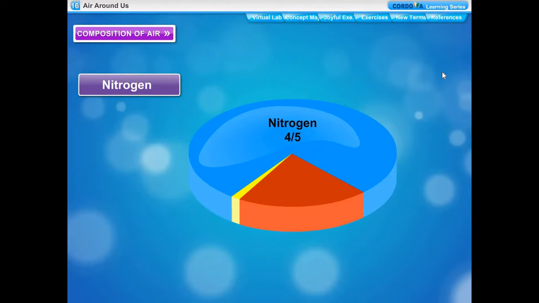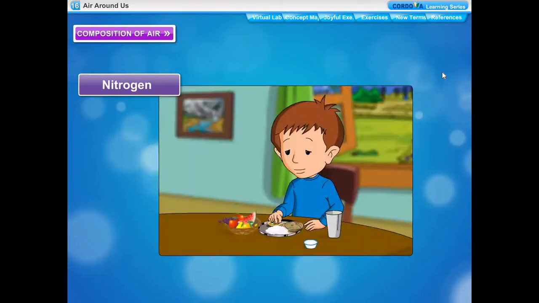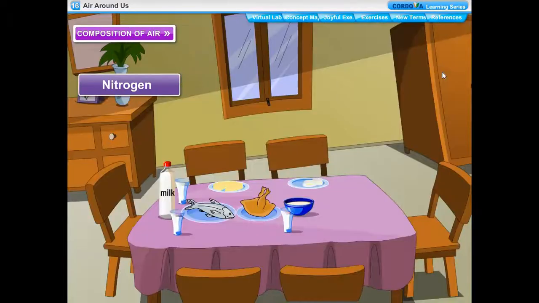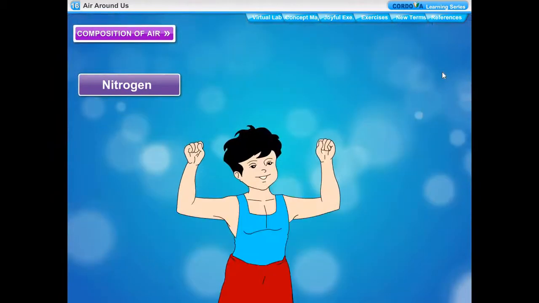Think, what would happen if nitrogen is not present in the air? Nitrogen is an important part of our food items as well. For example, all proteins contain some amount of nitrogen. Proteins are essential for the growth of living organisms.